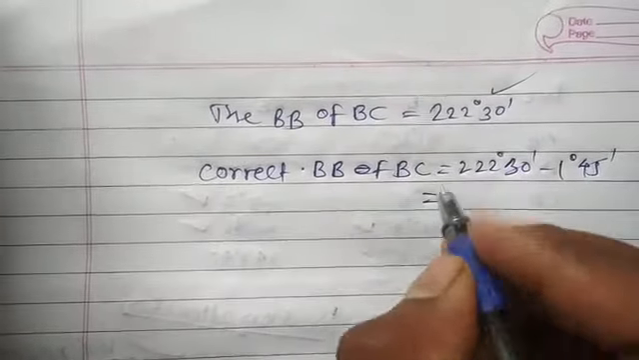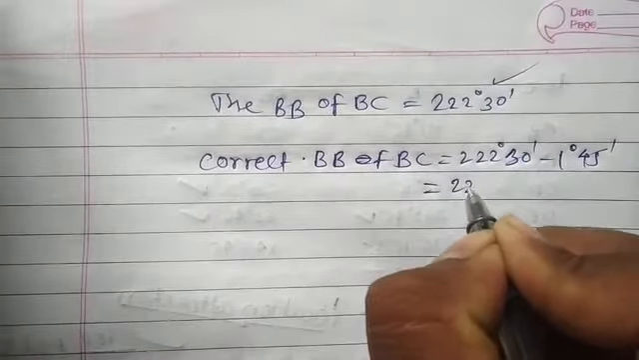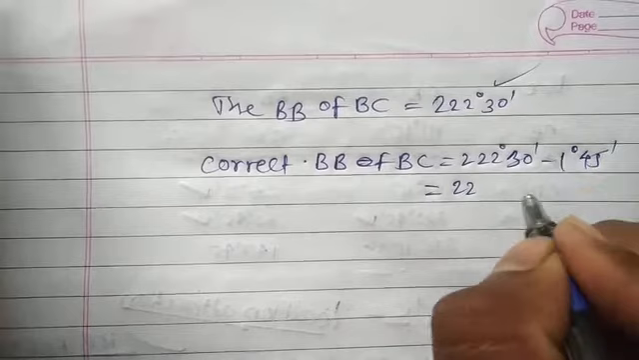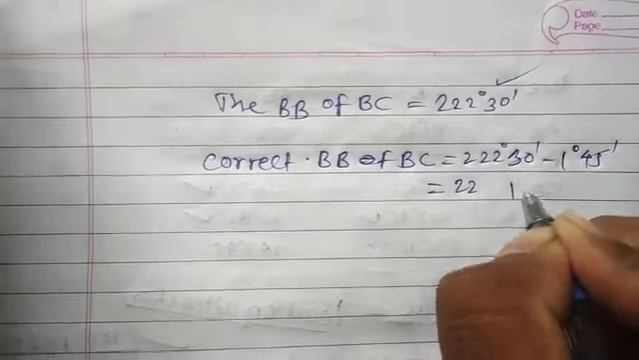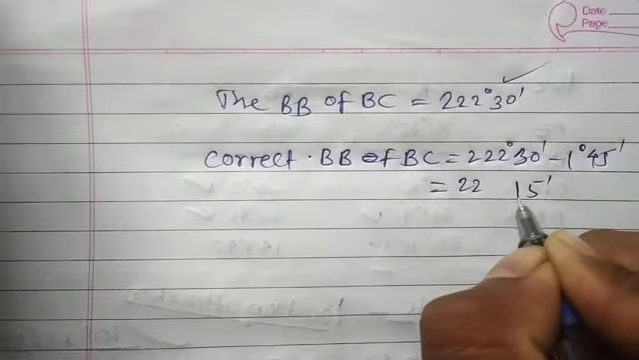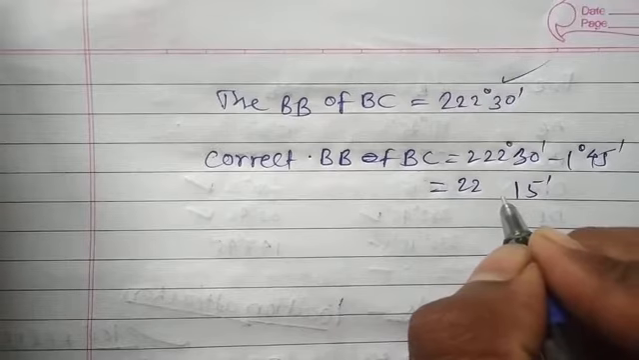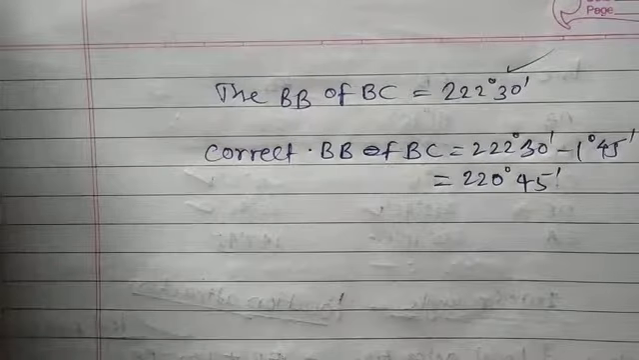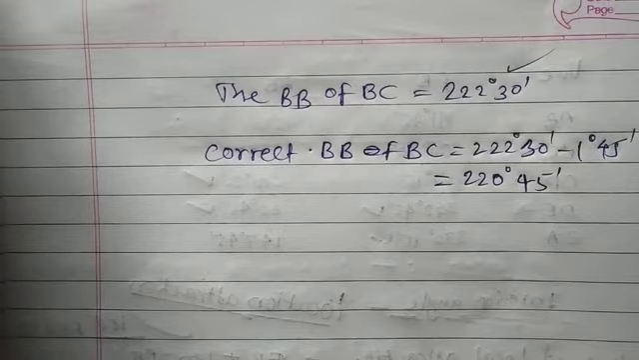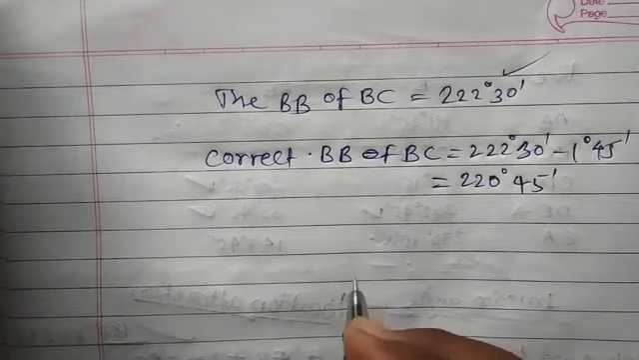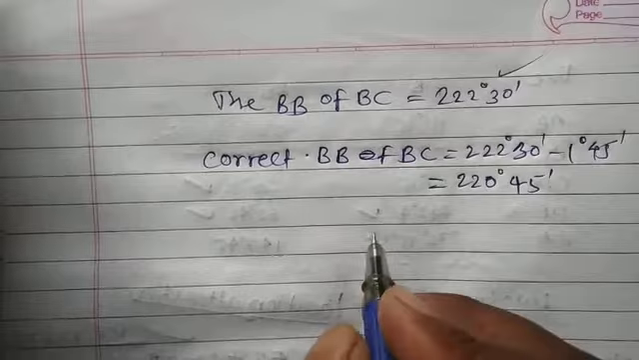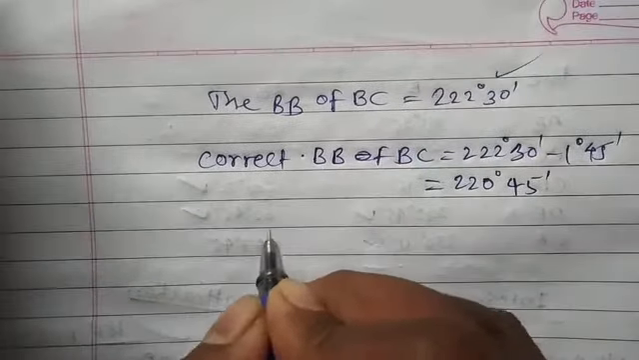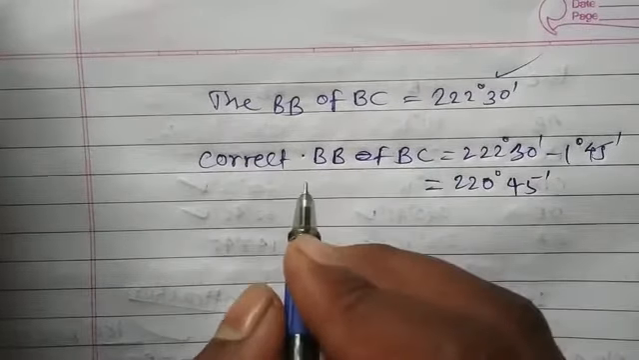So 222 degree 30 minutes minus 1 degree 45 minutes, it will give us 220 degree 45 minutes. Okay, so this is the correct back bearing of BC.